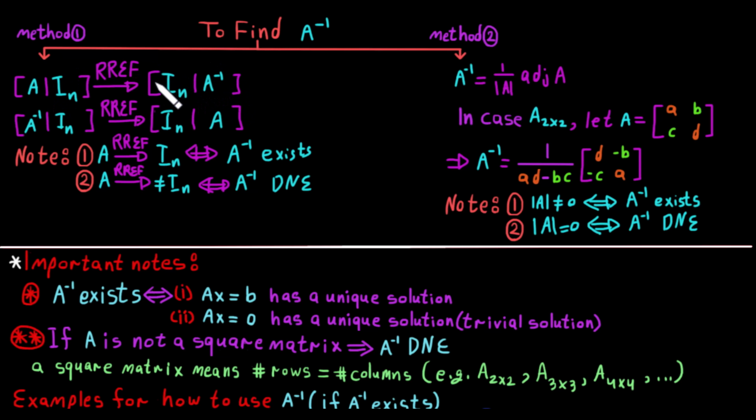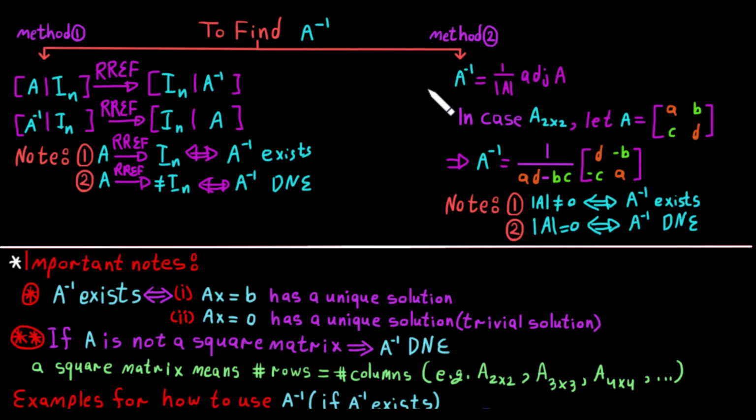But if you cannot transform A to identity, for example, if you have a 0 row at the bottom, then you have to say A inverse does not exist. And the same thing, if they tell you A inverse exists, you have to know you can transform A to identity. If they tell you A inverse does not exist, then you have to know that you cannot transform A to identity. That's why I put not equal.